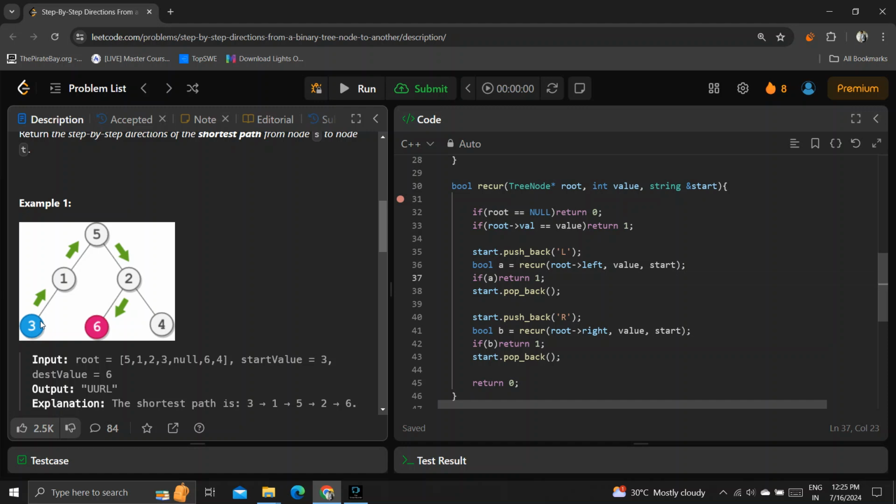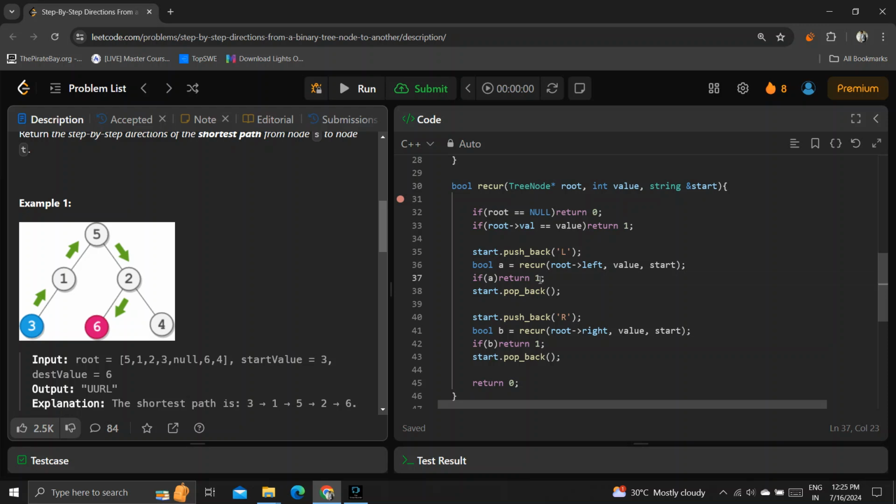Now again, root is not equal to null and root value, that is 6, is not equal to 3. Again we will move left. So left is null, right? Null, so we will return 0. We will receive 0 here from the left.